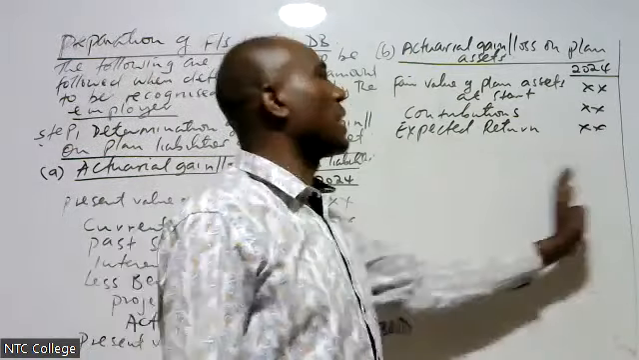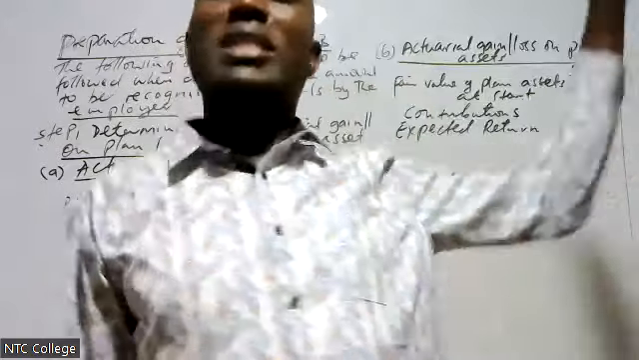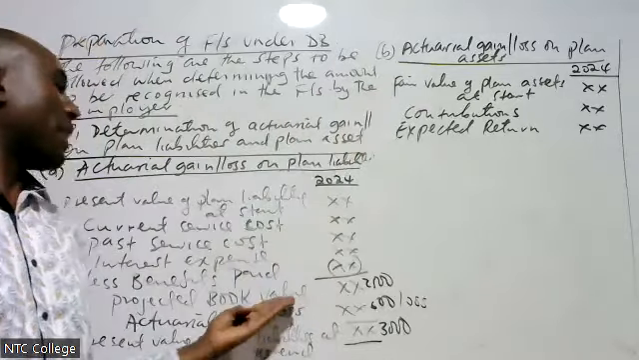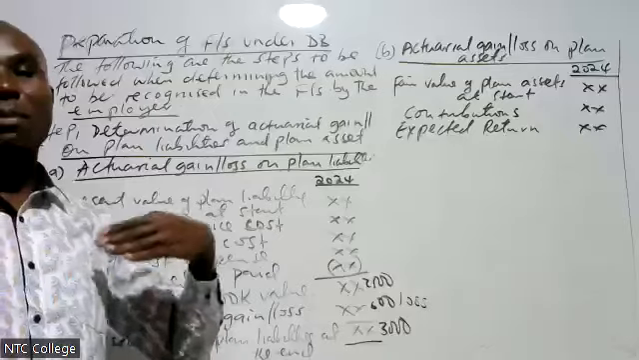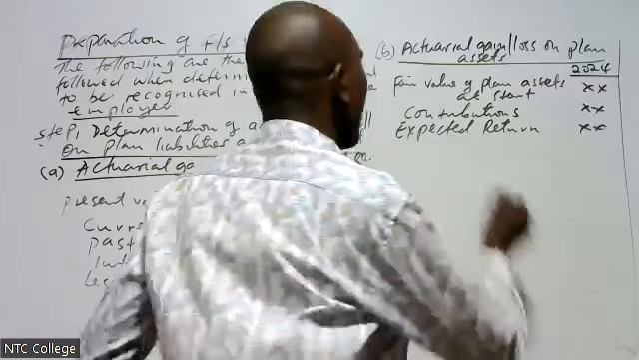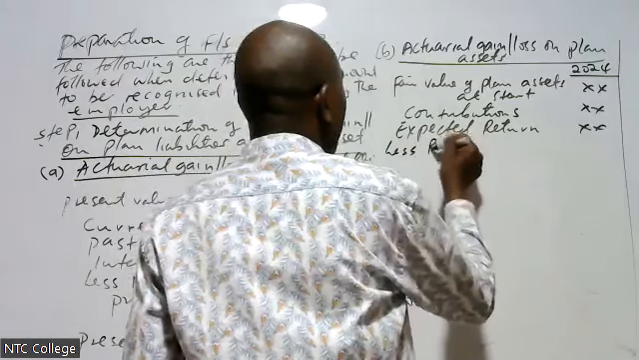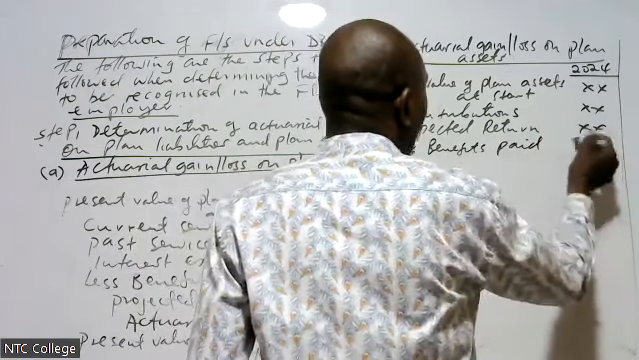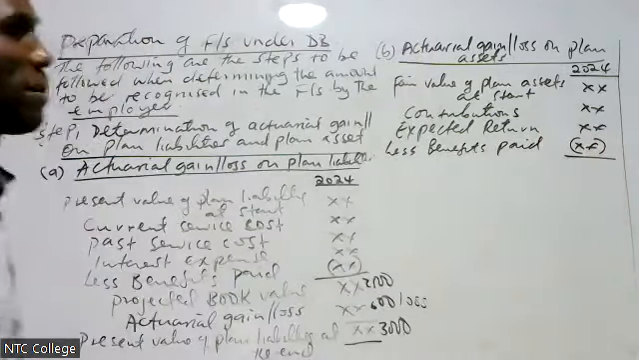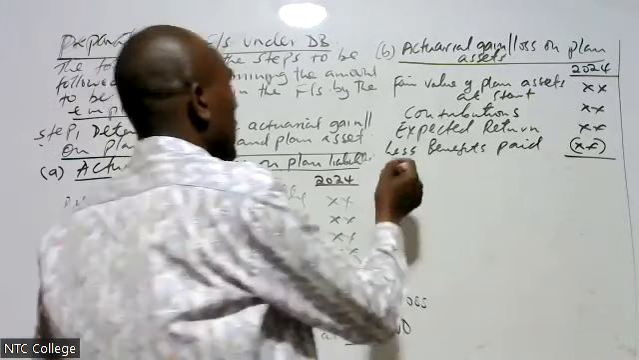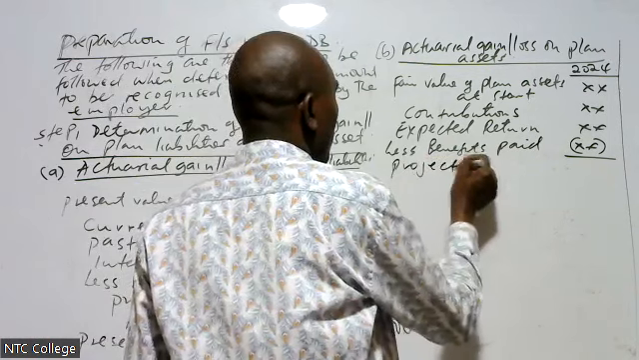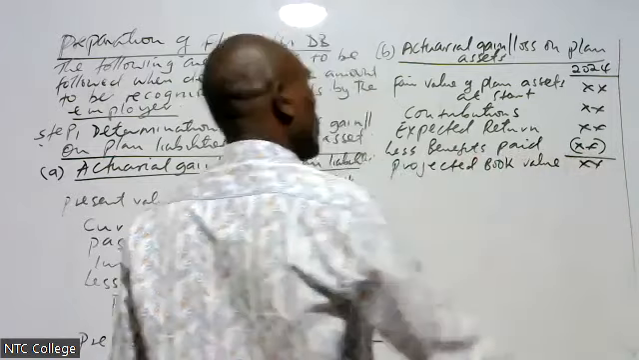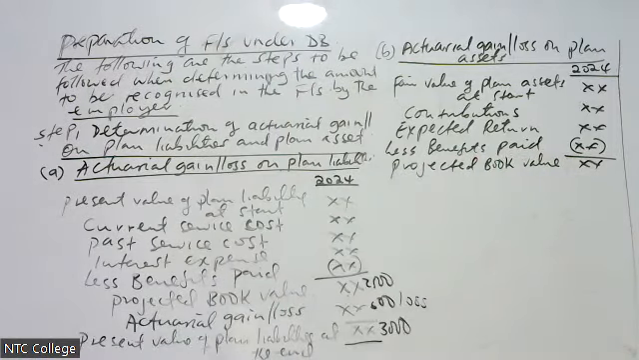And why am I accumulating all these assets? It is to pay out benefits. Therefore, if I pay out benefits, then I will reduce the assets, because this is money I'm paying to people. So we come to less benefits paid, and then we get what we call the projected book value.